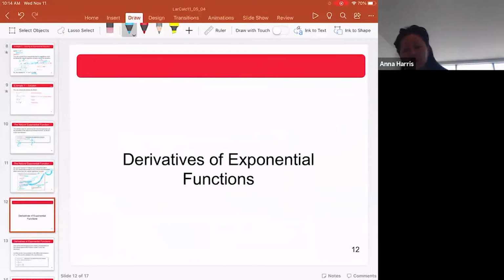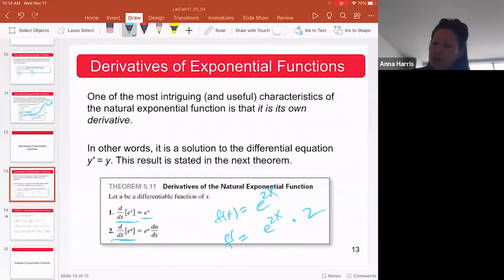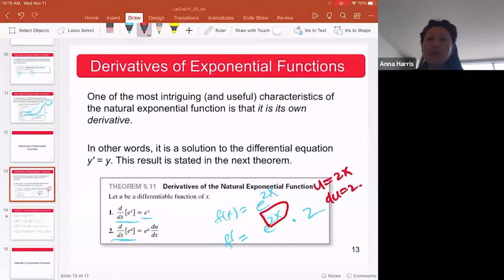Derivative of exponential functions. So that's also easy. Derivative of e to the x is e to the x. You will like this, right? And then derivative of e to the u, for example, say if I give you f of x equal to e to the 2x, all right? Then f prime will be e to 2x times 2, because you take the derivative of this. You're going to call it u, the 2x, and du to be 2. So your answer will be 2 times e to the 2x. That's what they mean by this.